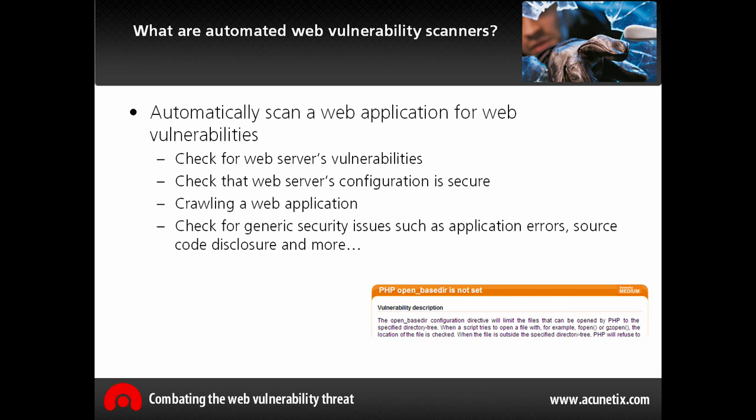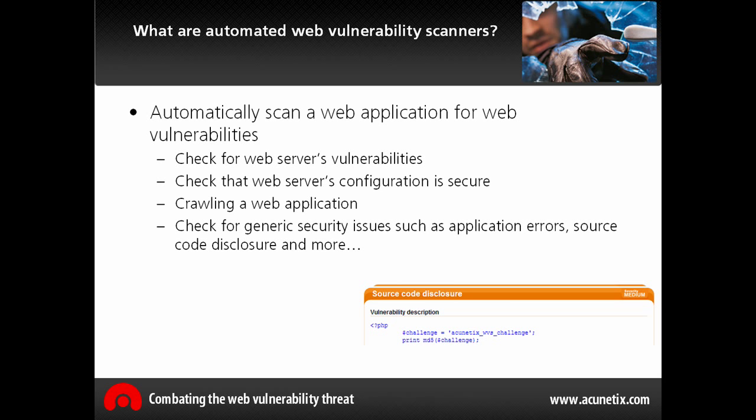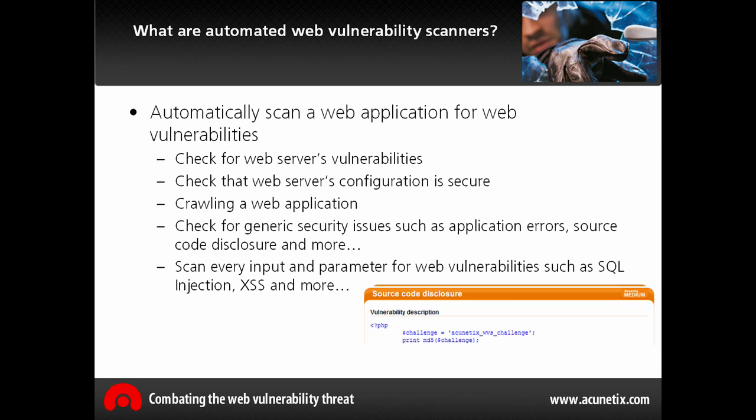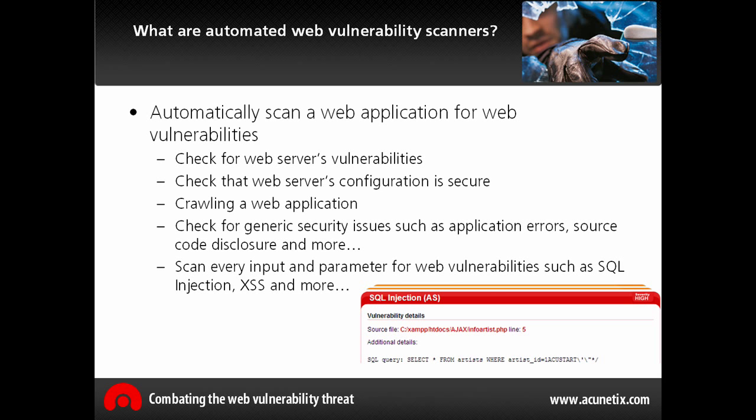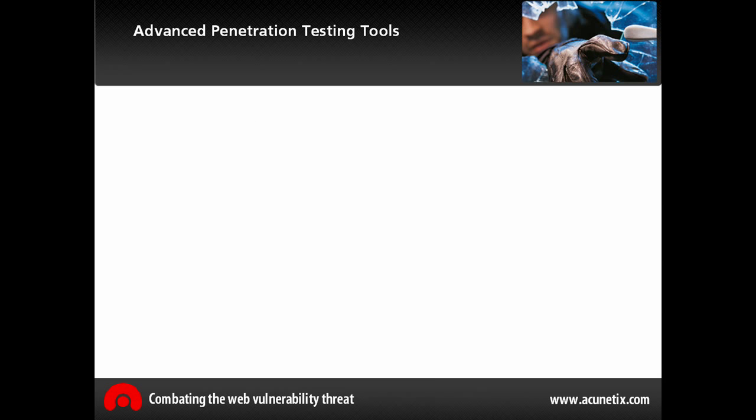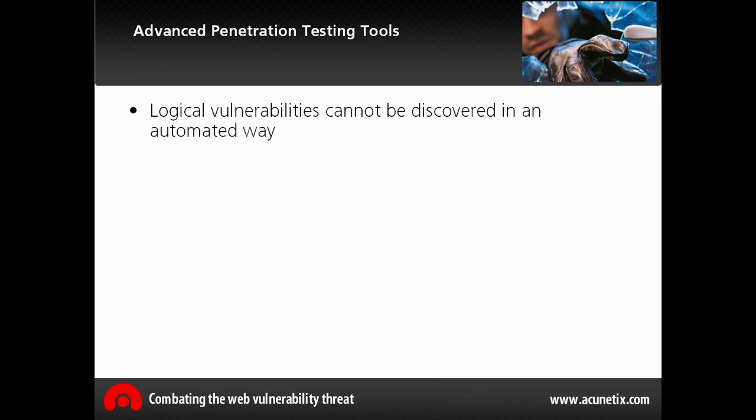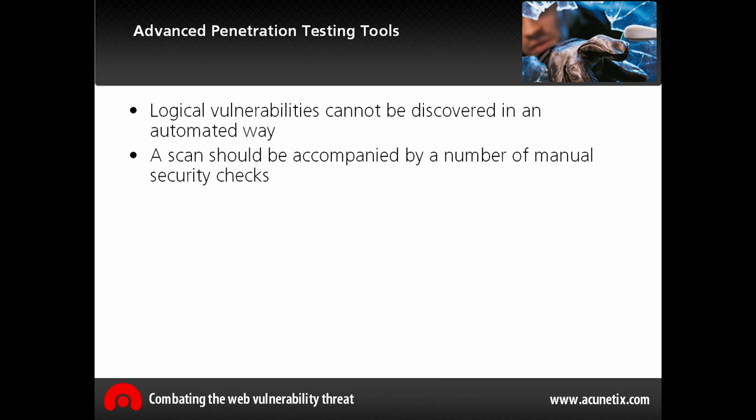Once the web application is crawled, Acunetix will check for generic security issues, which could help a malicious user take over the web application, such as application errors that disclose sensitive information, source code disclosure, and other similar checks. It will also check every input and parameter for web vulnerabilities, such as SQL injection, cross-site scripting, and many others. Since logical vulnerabilities cannot be discovered in an automated way, we believe that an automated scan should always be accompanied by a number of manual security checks.